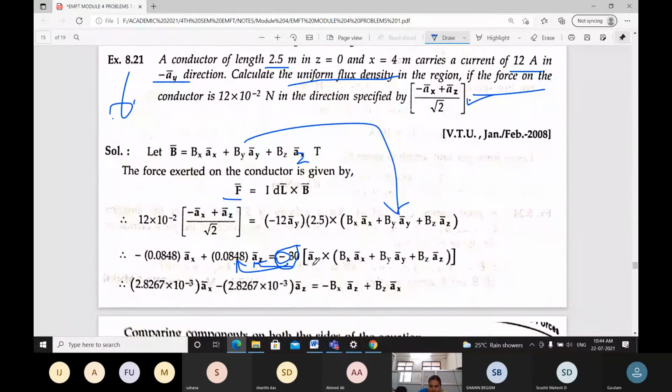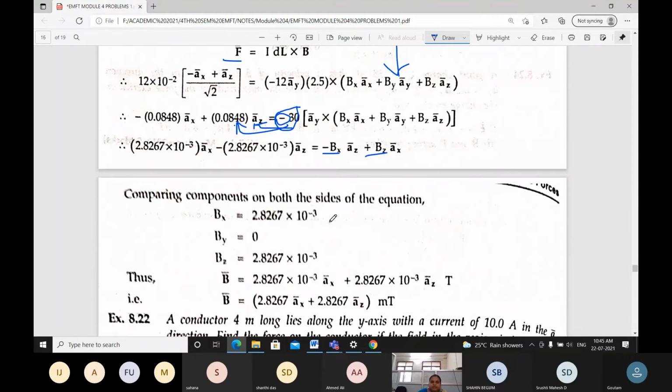Then AY cross AX you will get as minus AZ, so minus BX AZ. AY cross AY is 0. Then AY cross AZ you will get as plus AX. Anticlockwise direction, for that reason you get minus. Clockwise, for that reason you get the plus sign. I hope you remember how to take clockwise and anticlockwise. Then comparing both equations so that I can find what our BX is.